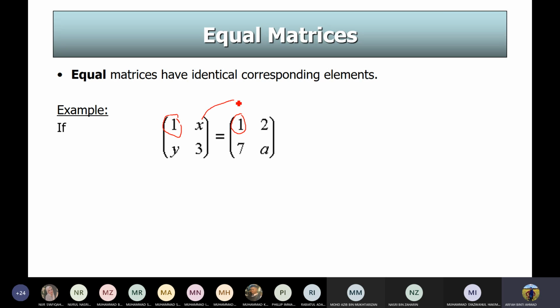So dia kata yang 1, x, y, 3 ni sama dengan 1, 2, 7, a. Maksudnya x akan sama dengan 2. Okay. A akan sama dengan 3. Okay. Dan y akan sama dengan 7. Okay. So ini adalah equal matrix. So A equal to 3, x will be equal to 2 and y will be equal to 7. So this one is very simple. Equal matrices.